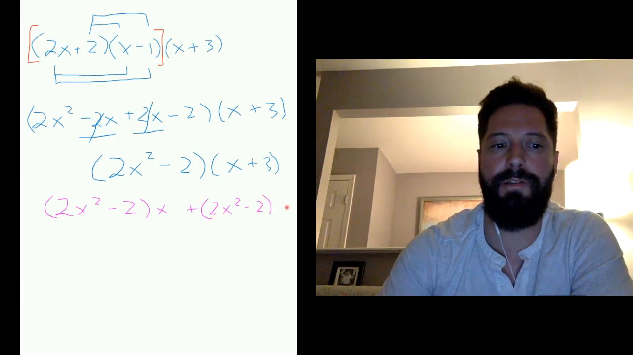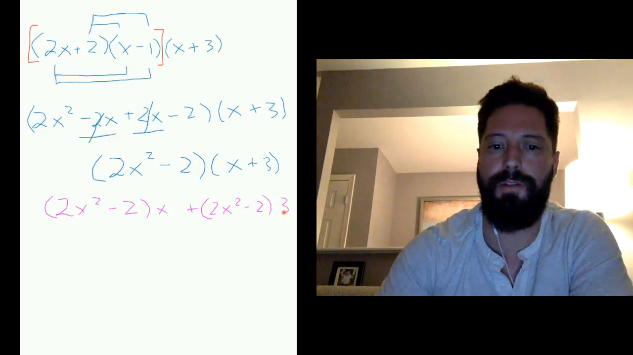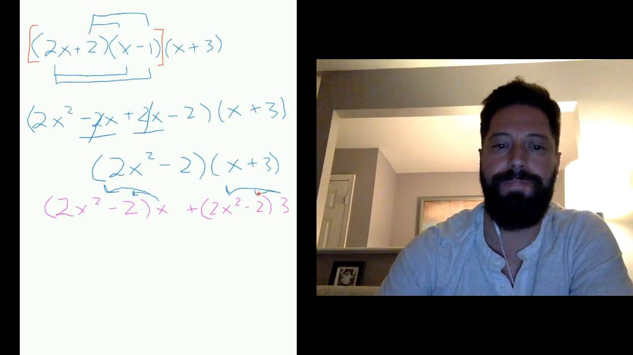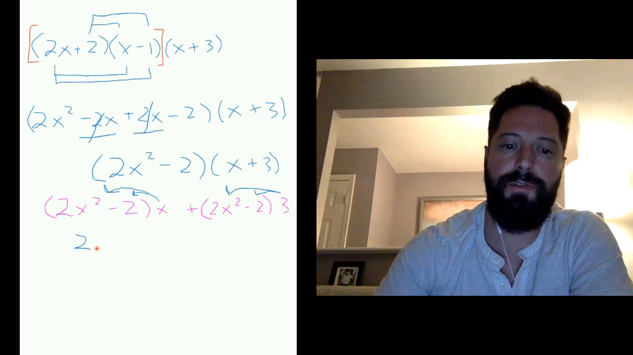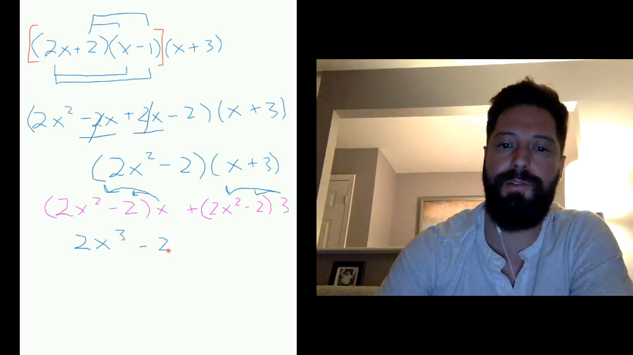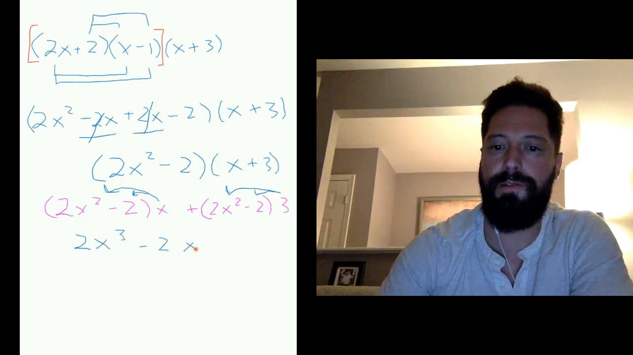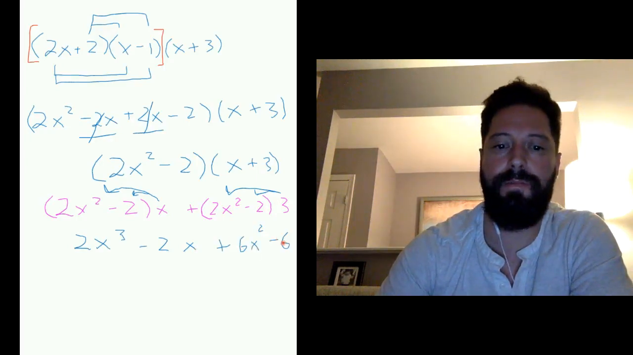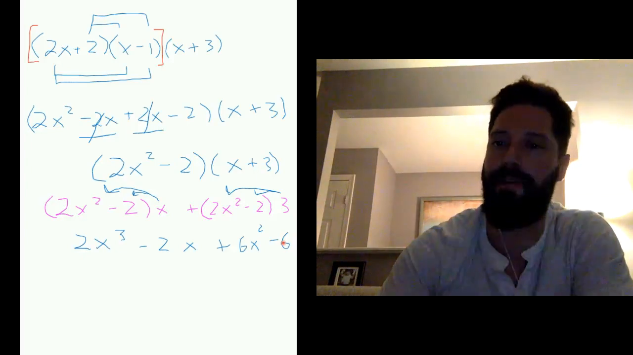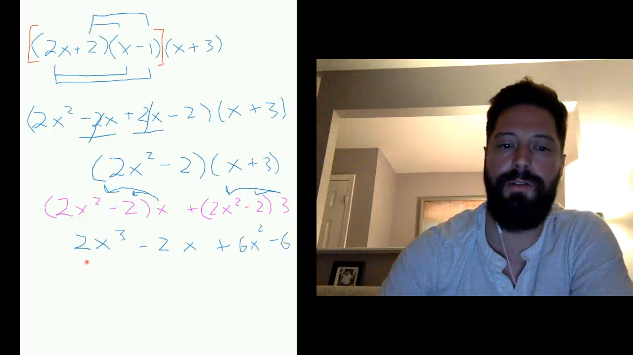Double distribution works like this. You can distribute from the right. And this will give us 2x cubed minus 2x plus 6x squared minus 6. We combine, that's it. This isn't in standard form, so we write it in standard form as 2x cubed plus 6x squared minus 2x minus 6.